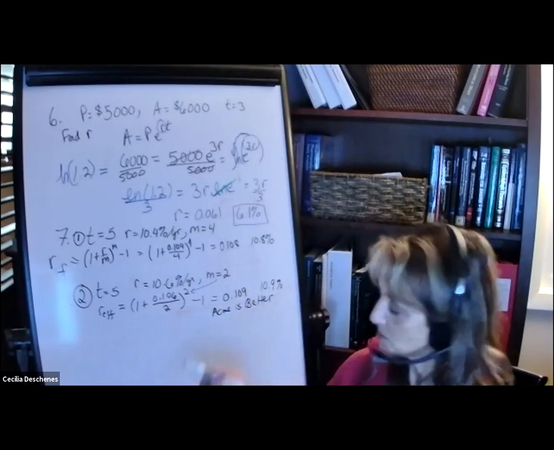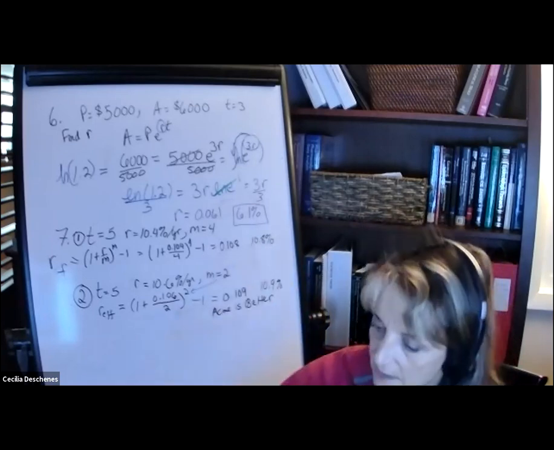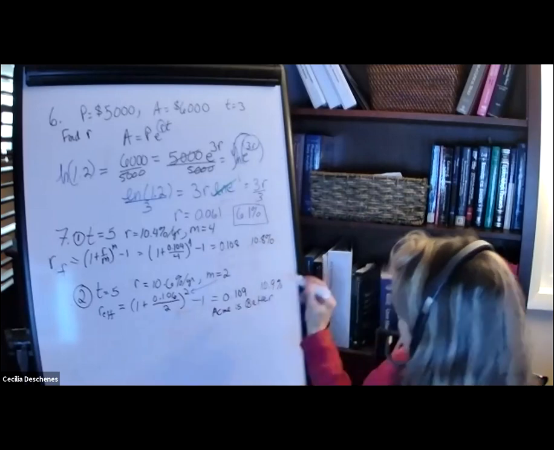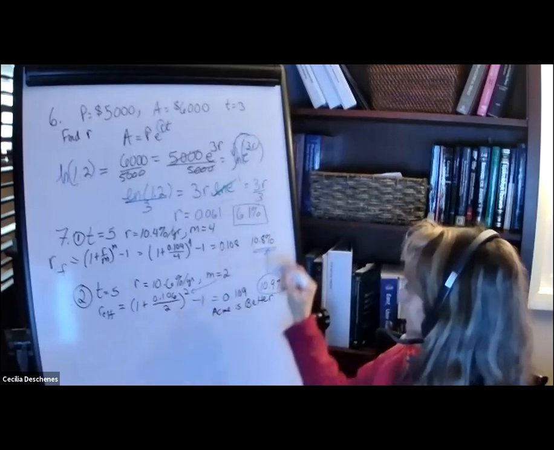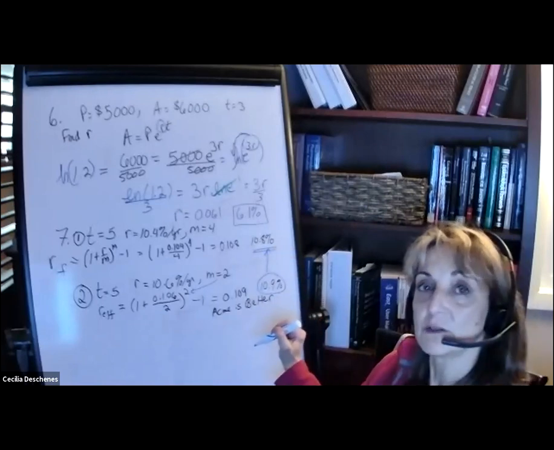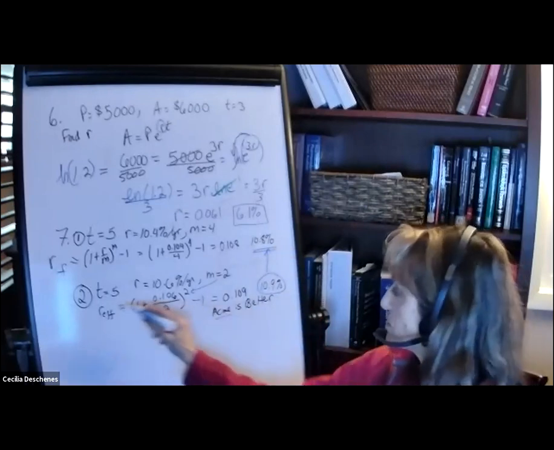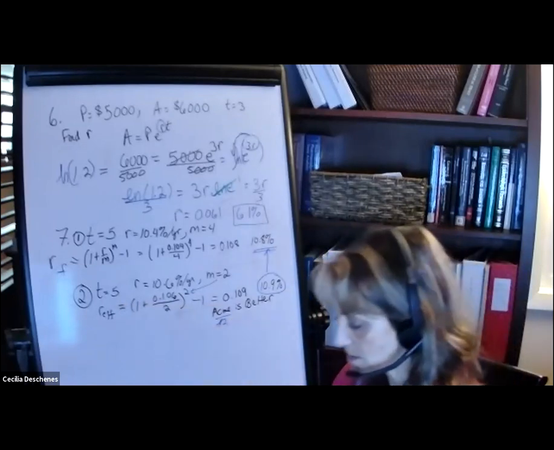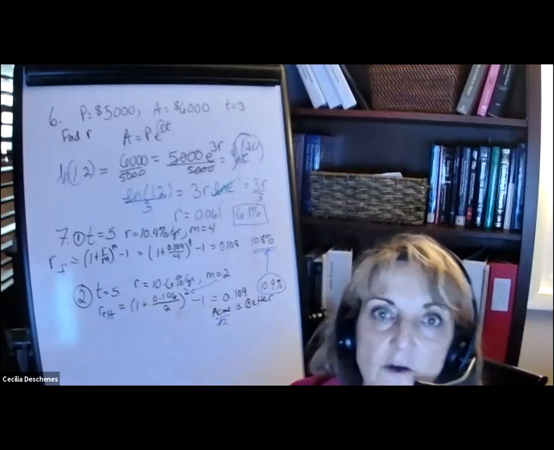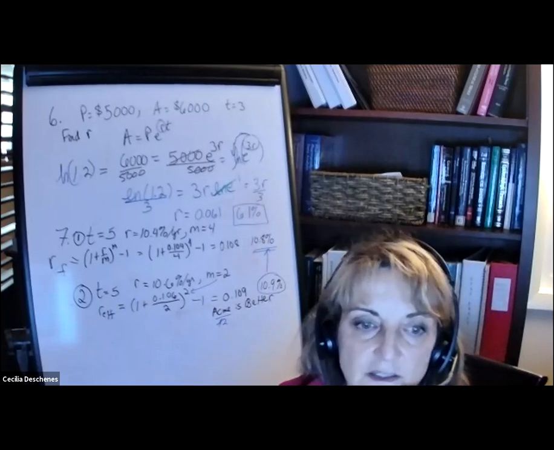Now, why did I say that? Just in case you missed it, 10.9 is bigger than the 10.8, right? 10.9 is a little bigger, not much. So Acme, which was the number 2 option, is the better choice. Okay, so let's go back and see what the next question is.